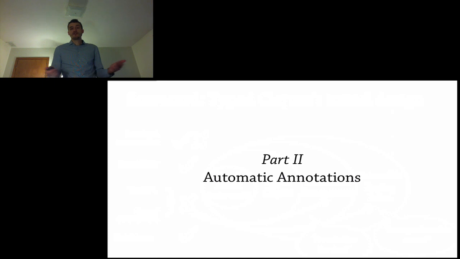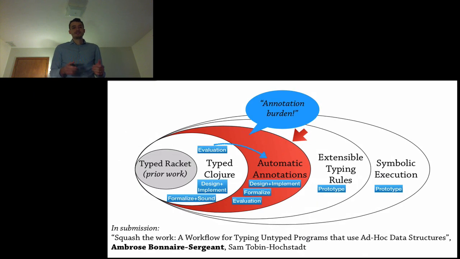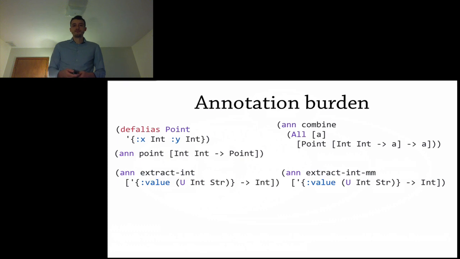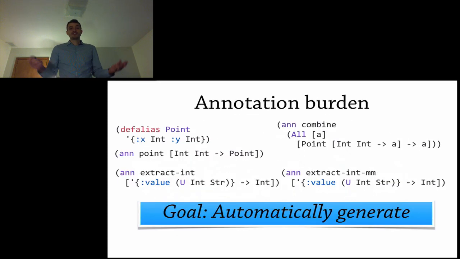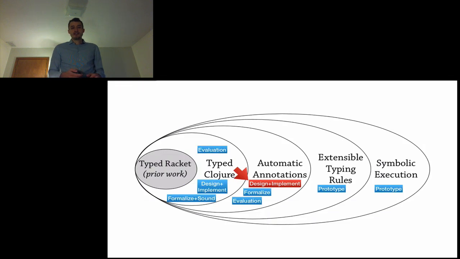So now let's look at the automatic annotations. This is the first response to the evaluation, that there are too many annotations to have to write manually, and this part is insufficient. So here's the problem again. There are too many annotations, and we want to generate them. And how do we do it? Well, let's look at the design.